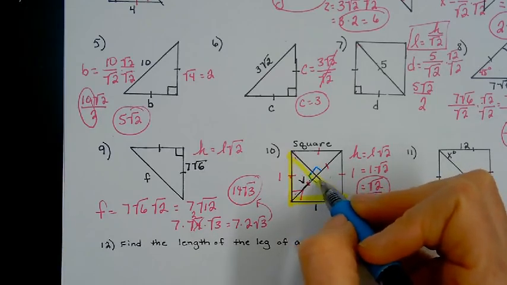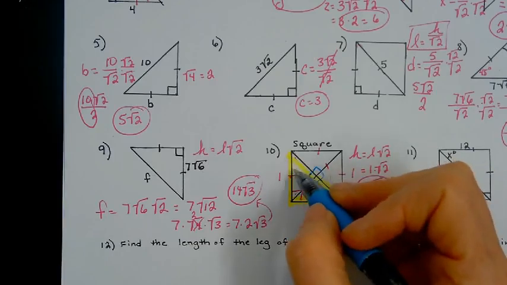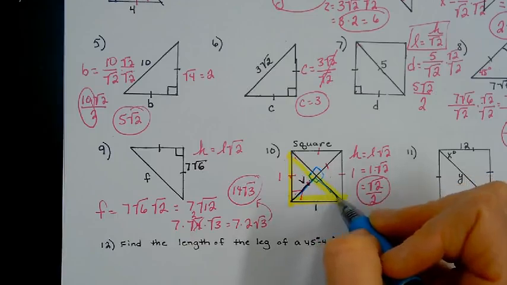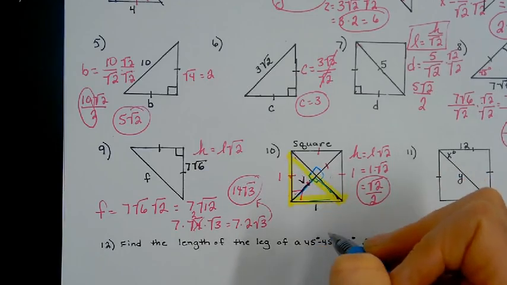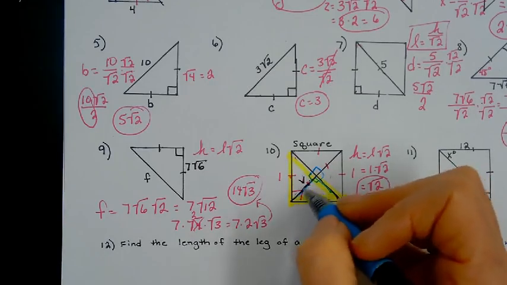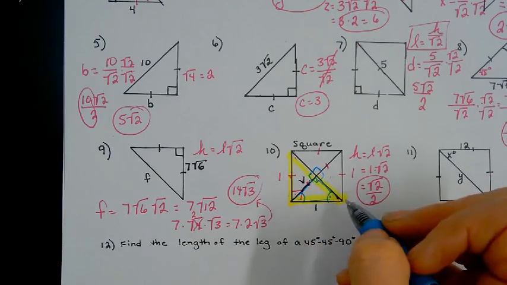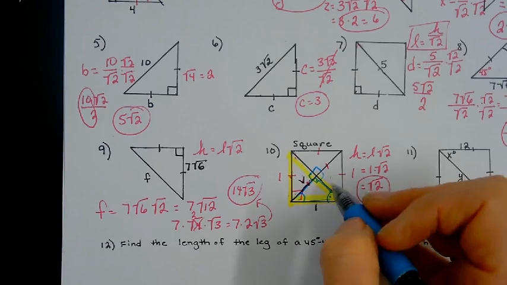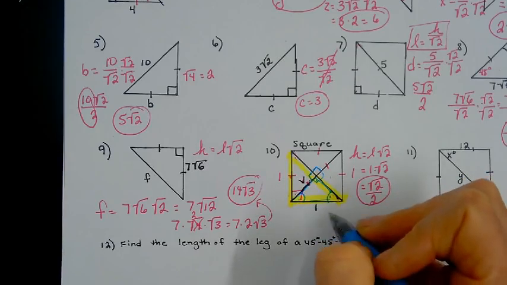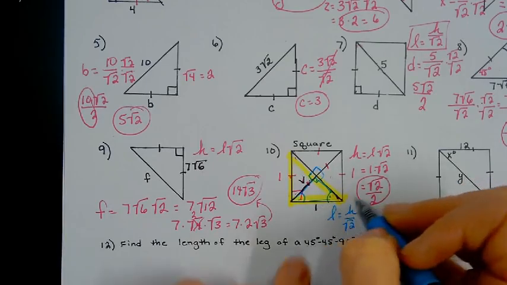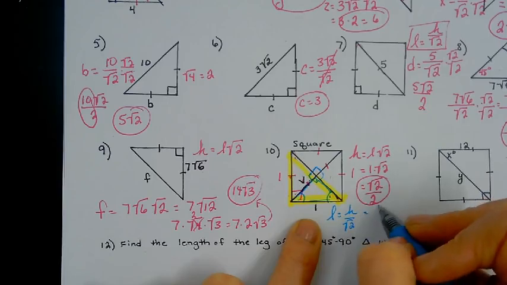So I could look at this little triangle right here. This is a right triangle, and I was given the hypotenuse. So to find the leg, this is 45, this is 45, this is a 45, 45, 90 as well. So to find the leg, I take the hypotenuse and divide by the square root of 2. So I would take 1 and divide by the square root of 2.